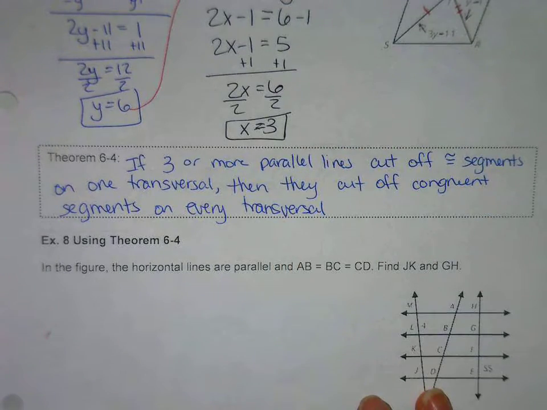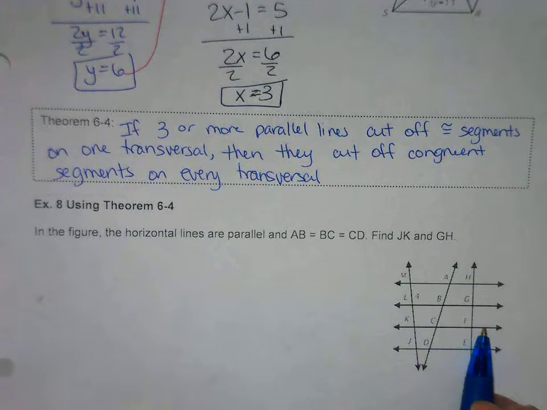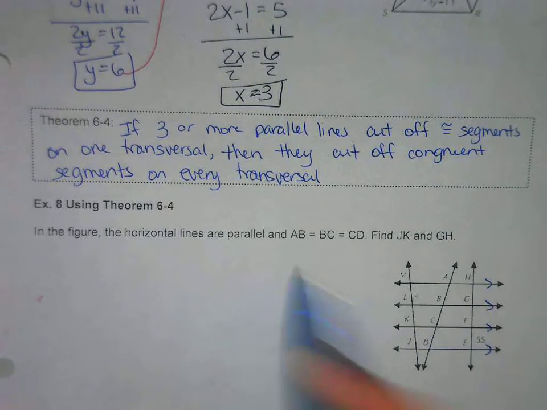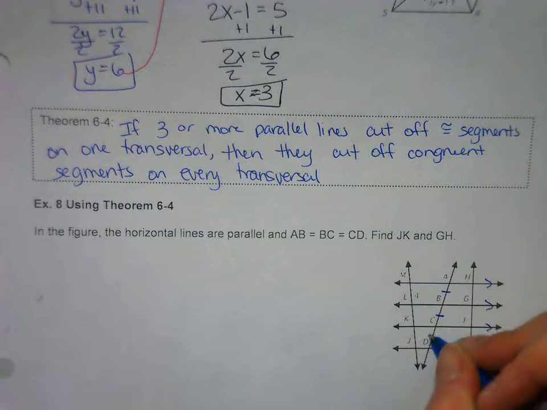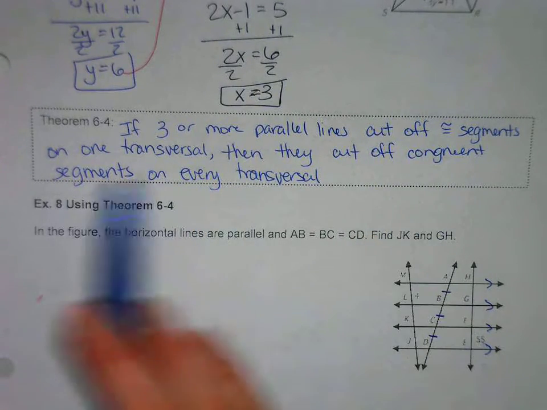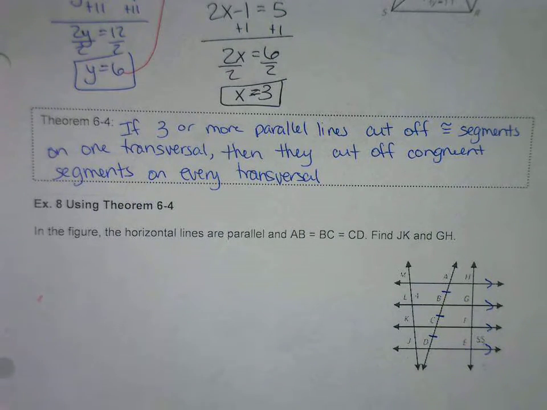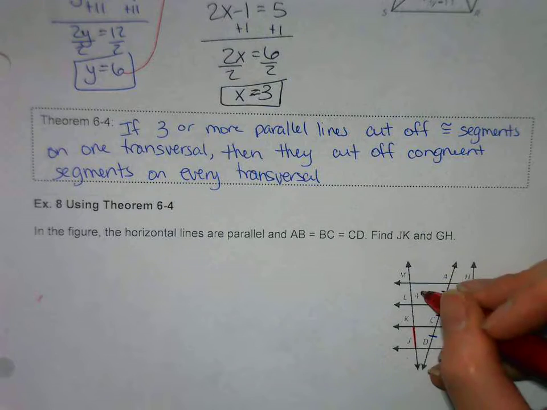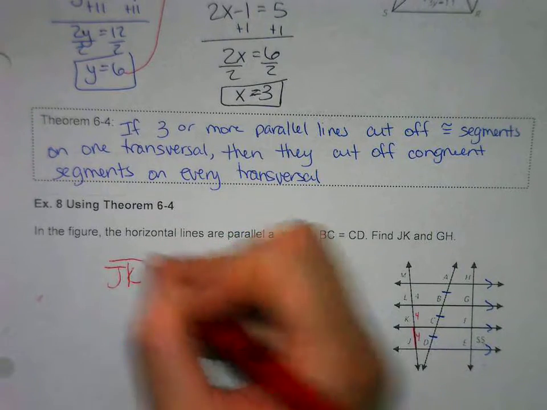So using that theorem, let's look at example 8. So in the figure, the horizontal lines are parallel. So I know all of these are parallel to each other. And AB, right here, is congruent to BC, which is also congruent to CD. So according to this, if the segments that are cut by a transversal are congruent, then all the transversal ones are also congruent. So if I'm looking at trying to find JK, JK is this distance right here. I know from M to L it's 4, so that means JK is also 4.